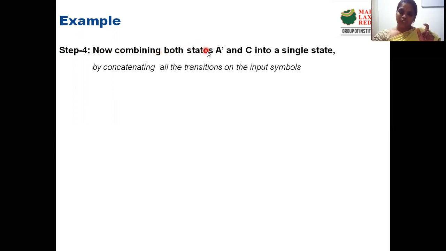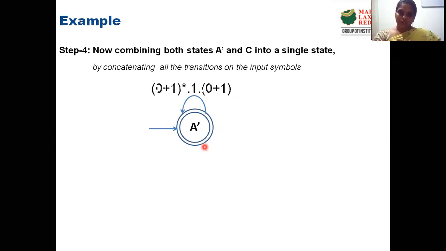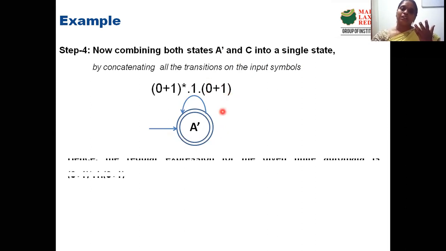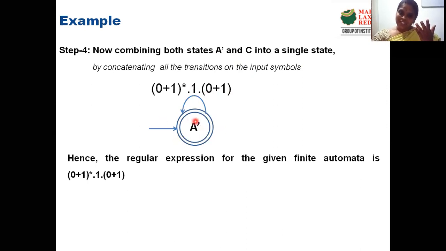Now combining both the states A dash and C into a single state, by concatenating all the transitions on that input symbol, your finite automata will be like this. A dash is a single state, and the regular expression for this automata will be 0 plus 1 whole star, which is the initial self loop, concatenated with the transition on 1 to B and onto C. This is the regular expression that is constructed for the given finite automata.